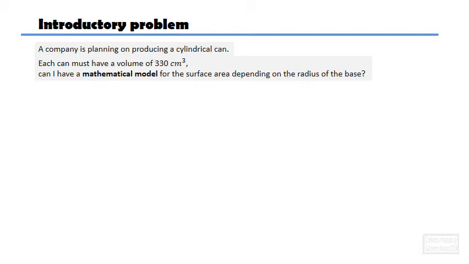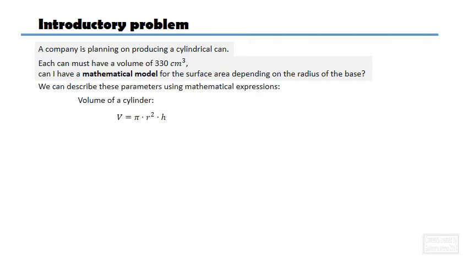Now, I'm going to build what's called a mathematical model for the surface area depending on the radius of the base. Here's what the volume of the cylinder looks like: pi times r squared times the height. Here's the cylinder. So this is how we calculate the volume of the cylinder. Great. Now, I know that the volume is going to be 330. So this is my equation for the volume as it's set up.